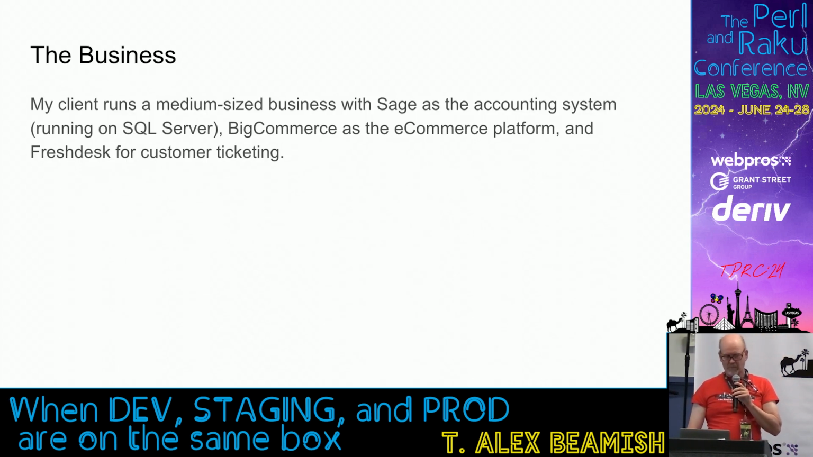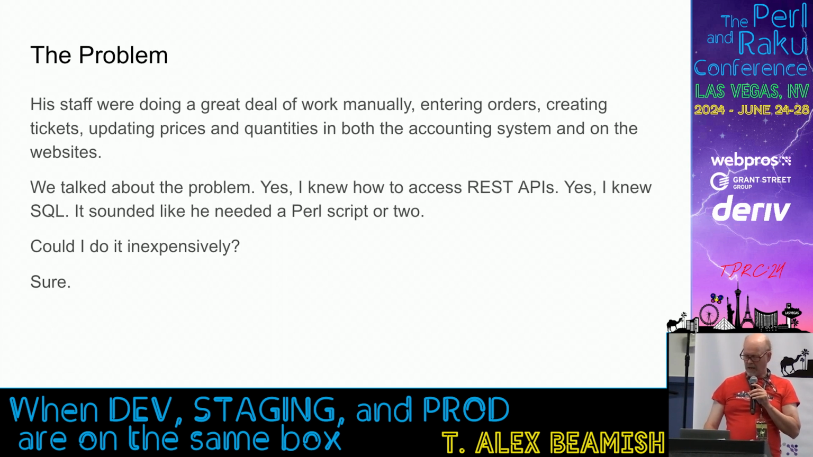So I had a client I picked up a couple of years ago who runs a medium-sized business and has a bunch of pieces, BigCommerce, Freshdesk, and Sage, which is on SQL Server, and was having a problem because his employees were having to do a lot of manual work, manually copying orders from BigCommerce into Sage, and then manually creating tickets. And I said, the kind of thing we all say, hey, you could probably solve that with a Perl script. And that was my first mistake.